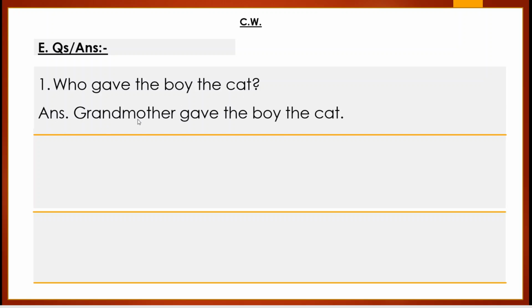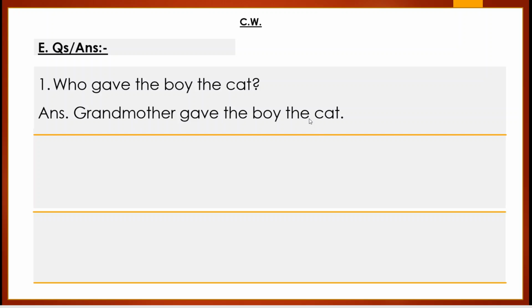And the answer is grandmother gave the boy the cat. So just write it down. Grandmother, G-R-A-N-D, grand, M-O-T-H-E-R, mother. G-A-V-E, gave. The, T-H-E, the. Boy, B-O-Y, boy. The, T-H-E, the. Cat, C-A-T, cat. Who gave the boy the cat? Grandmother gave the boy the cat.